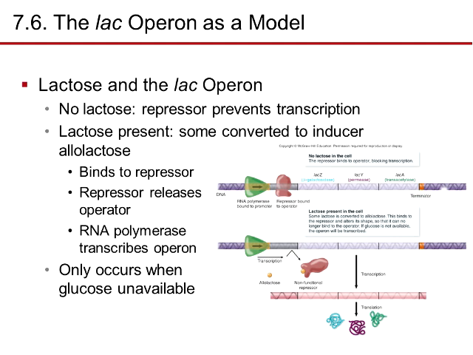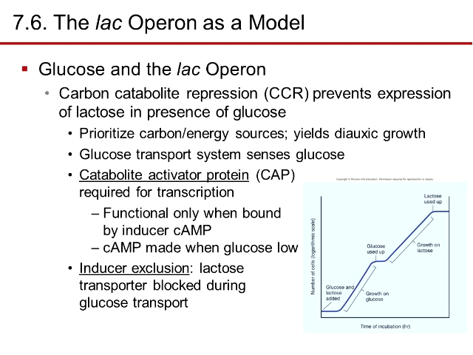It occurs only when glucose is unavailable. So that's when we're using lactose as opposed to glucose. Galactose and the lac operon, continued. Carbon catabolite repression, CCR, prevents expression of the lac operon in the presence of glucose. So they prioritize the carbon energy sources, and this yields what's called diauxic growth.